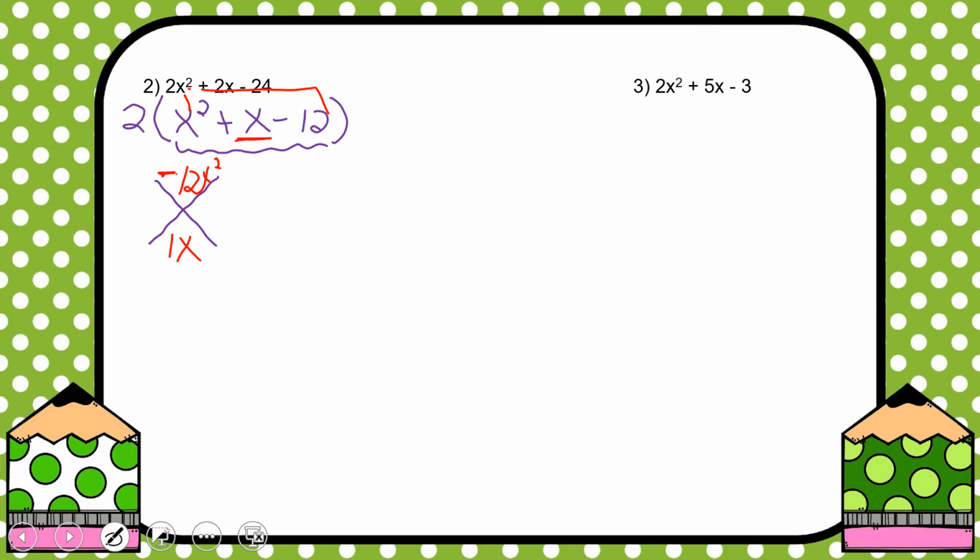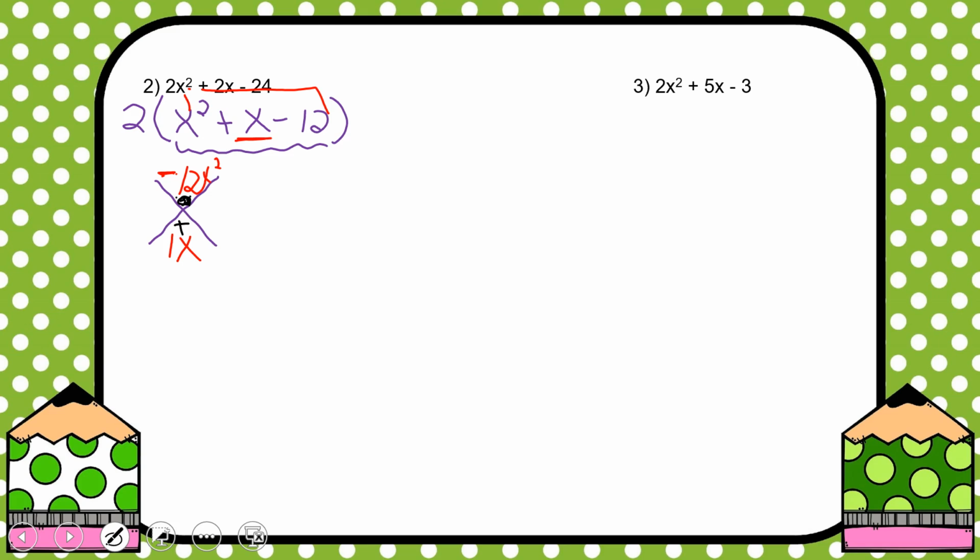So I'm looking for what two numbers multiply to be 12x squared and add to be 1x. We're going to have to play with negatives a little bit. 6 and 2 isn't going to work. I can't add 6 and 2 and get 1.